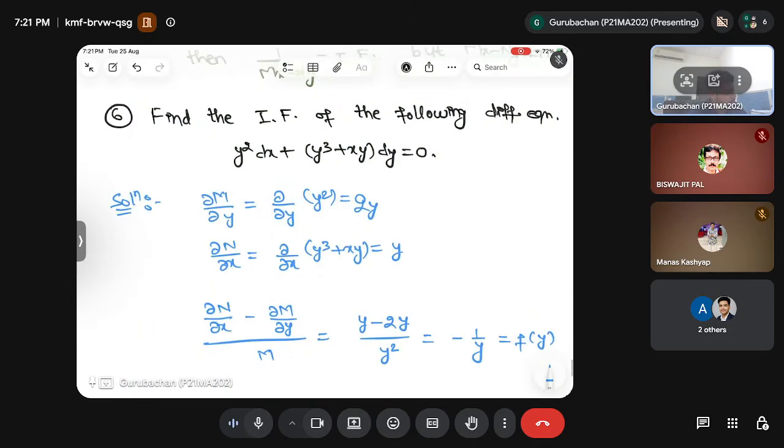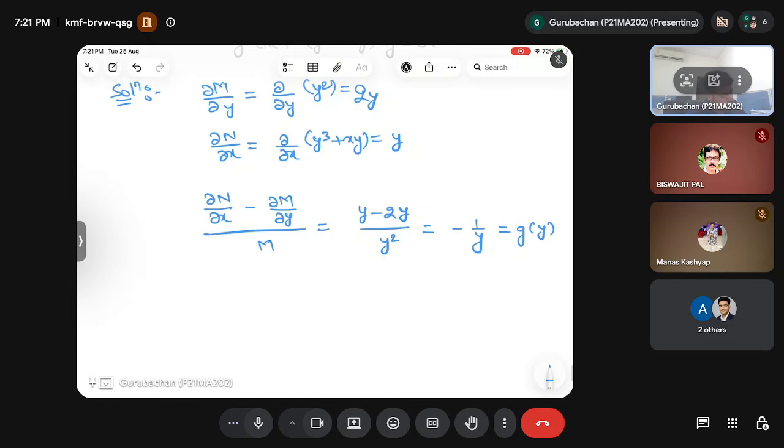So this is a function of y. We were denoting it by g. So let me denote it like this. The integrating factor will be e to the power minus 1 by y dy, so e to the power minus log of mod y, so e to the power ln of 1 by y. Here we may assume that y is positive, so this will be 1 by y.